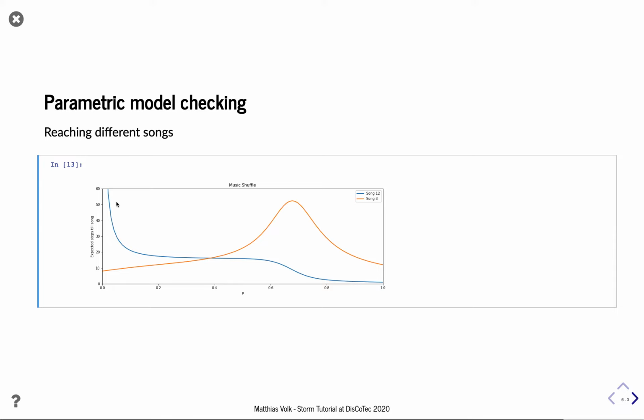So now we have here the expected steps till reaching song number 12, and here we have the expected steps till reaching song number 3. And then we can see, for example, the best value here would be something in the complete opposite direction, because we want, of course, to go back. But at the same time, if we choose something here, we can see that reaching song number 12, of course, has a very, very high number of steps. So we have to find a trade-off here and find optimal values, which might, for example, optimize both properties here.